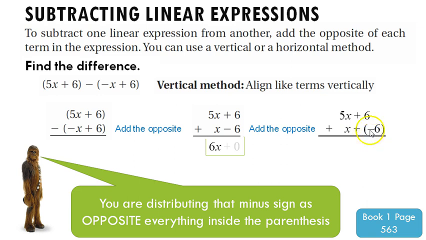Again, now we have a scenario where we have opposites, which combine to get 0, but also 5x plus x equals 6x, the same result as we got before. Go ahead and pause the video now if you wish to copy these as notes to use later. Remember, you can always rewind the video to watch this part to aid in completing the homework assignment. Let's solve another subtraction linear expression problem using the horizontal method.